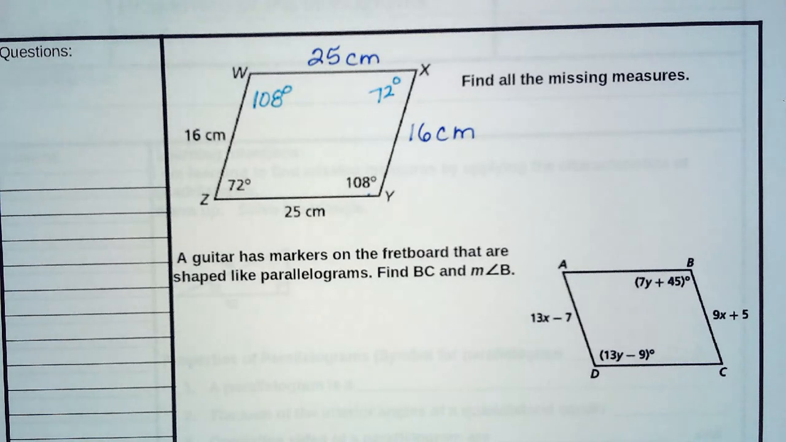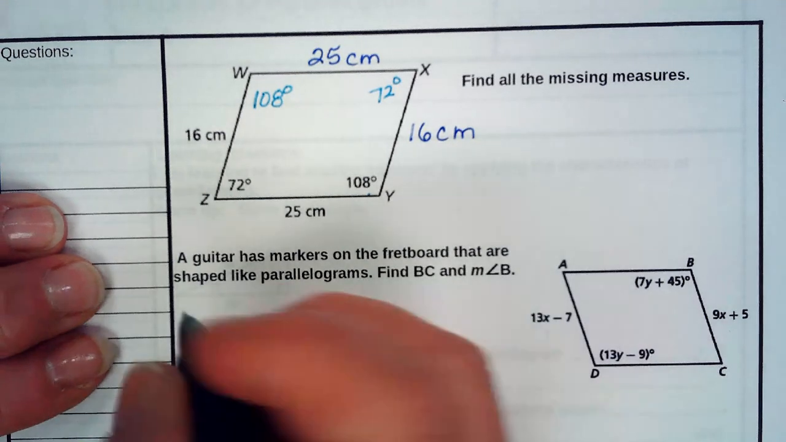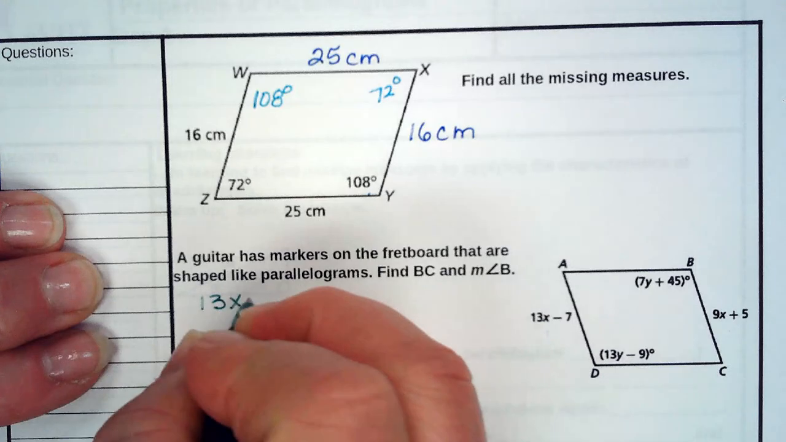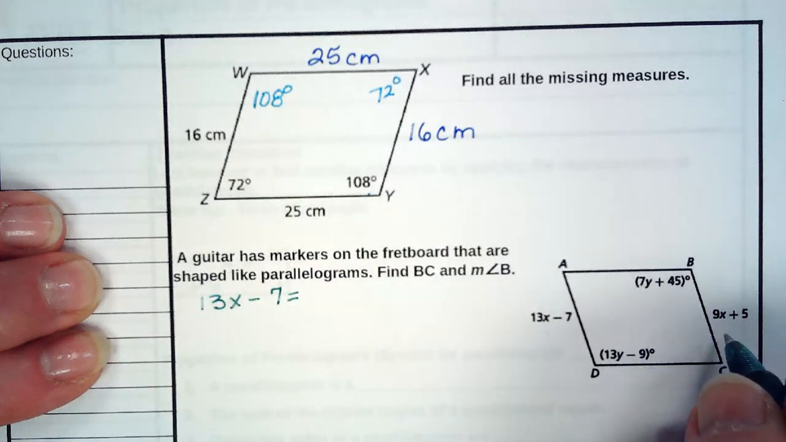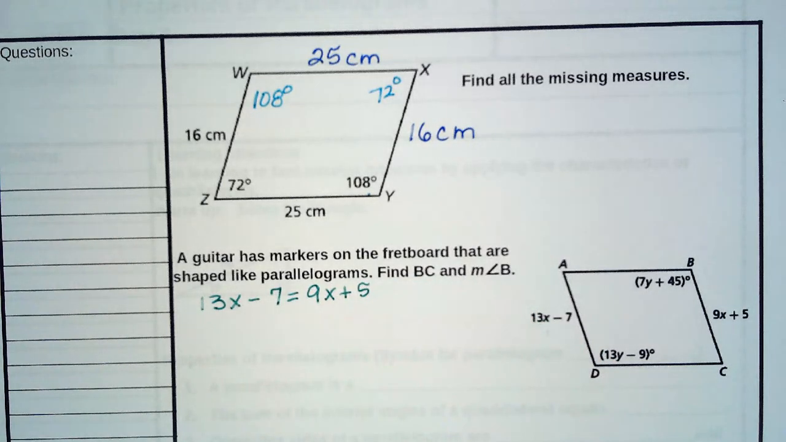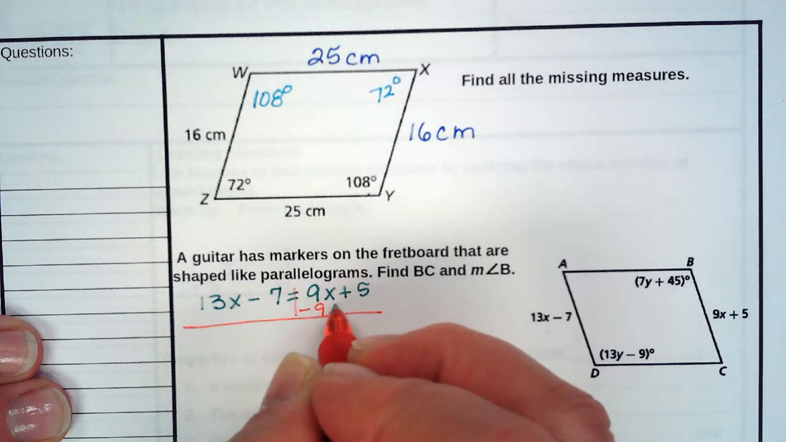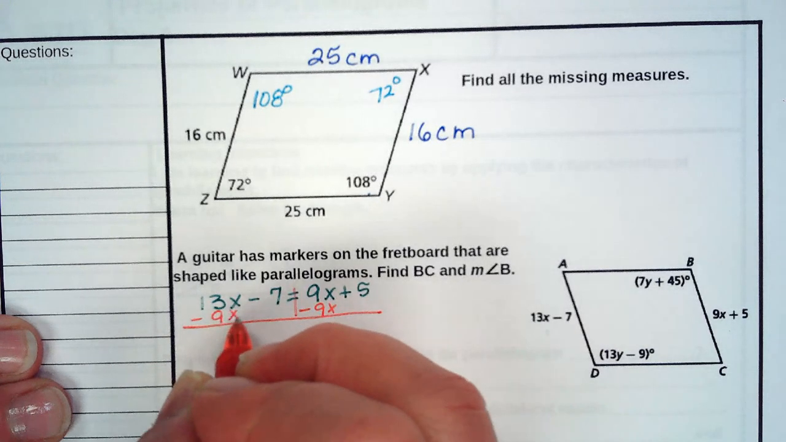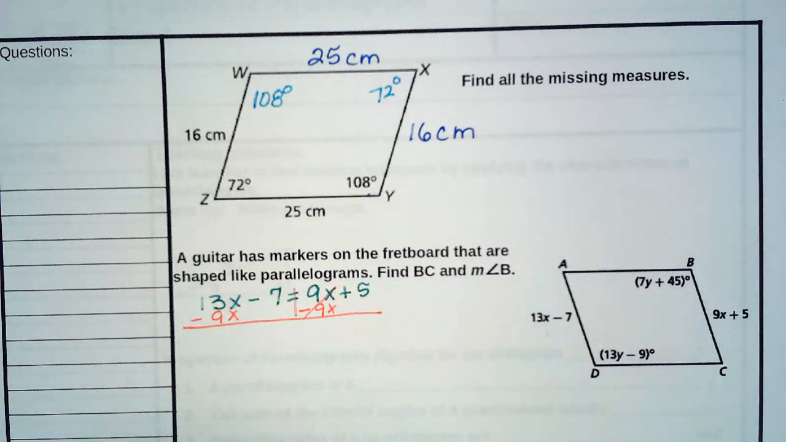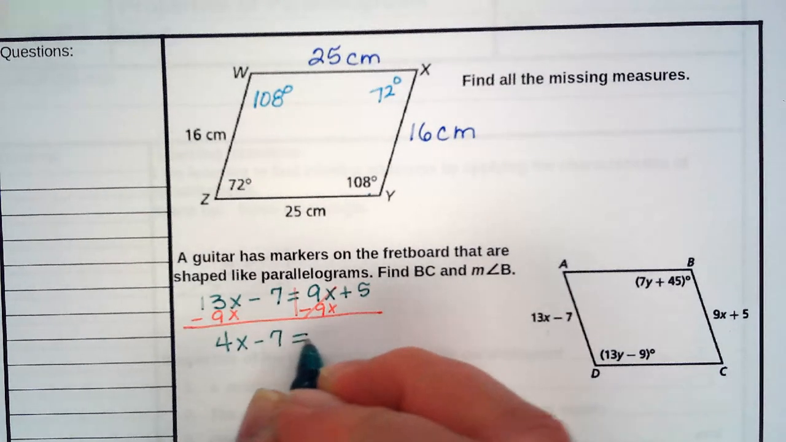So let's look at BC first. What do we know about opposite sides of the parallelogram? They are congruent, so we'll set it up congruent. 13x minus 7 has got to be equal to 9x plus 5. Nine x is smaller than 13x, so we'll subtract 9x from both sides. 13 minus 9 is 4, so this is 4x minus 7 is equal to 5.